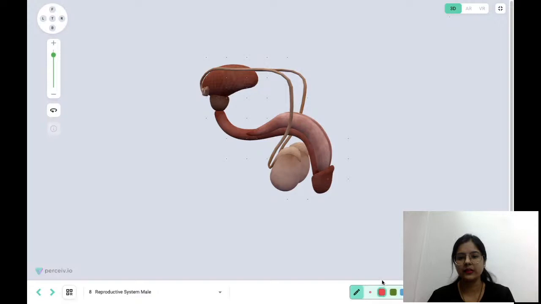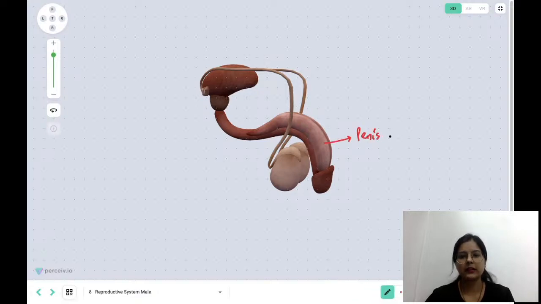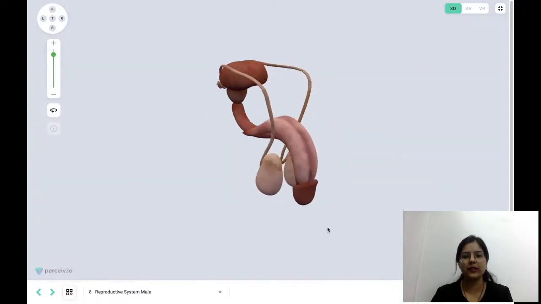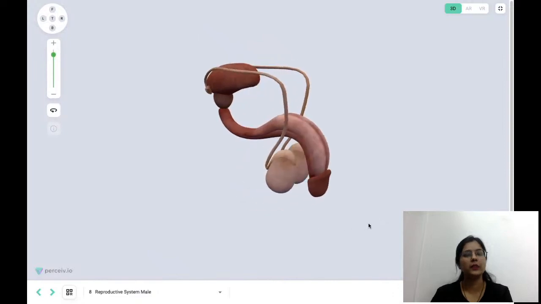And this component becomes your penis, and this becomes your glans penis part. This we know. This is your glans penis. All right. So these are the important components that you have seen of the male reproductive system.